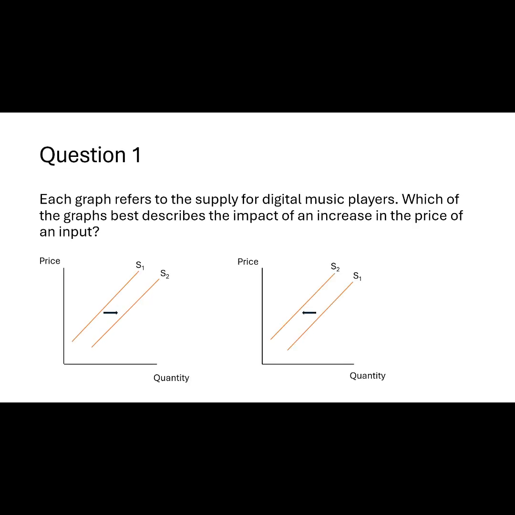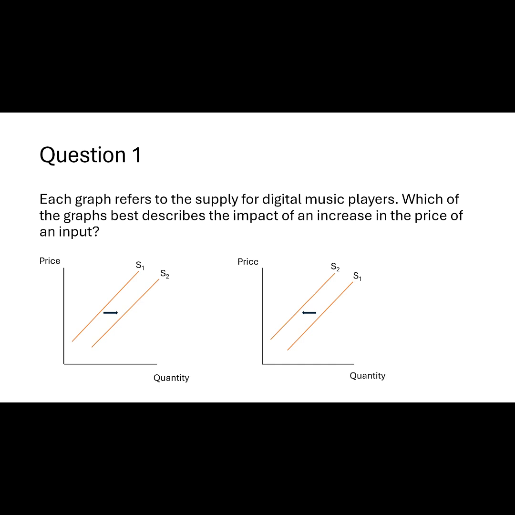Question 1 says, each graph refers to the supply for digital music players. Which of the graphs best describes the impact of an increase in the price of an input? Okay, so you have a digital music player and an input, a part, a microchip, what have you. Something becomes more expensive. And we don't know why it's become more expensive. Maybe it's from a tariff. Maybe it's a higher quality. We're not sure, but it's become more expensive for this input.